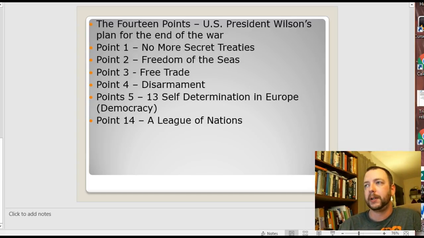Point four is disarmament, and that goes to combat that militarism, the buildup before the war of this large arms race. Points 5 through 13 have a lot to do with self-determination in Europe, talking about democracy for some of these individual countries that are involved under the Austro-Hungarian Empire, for example.